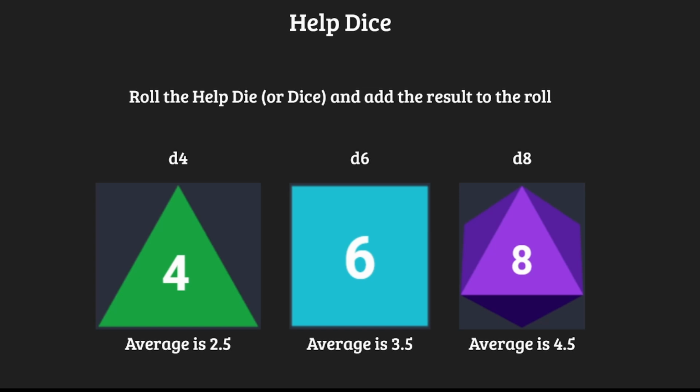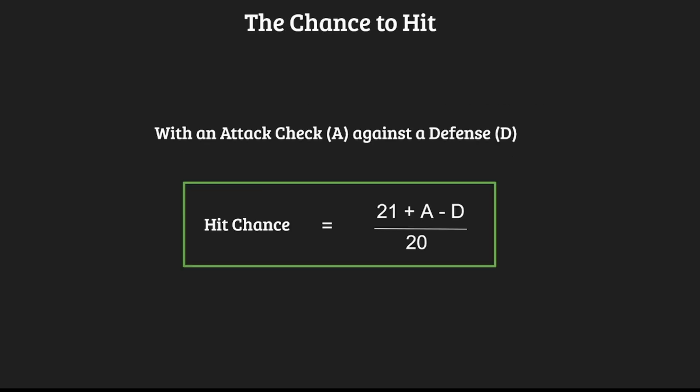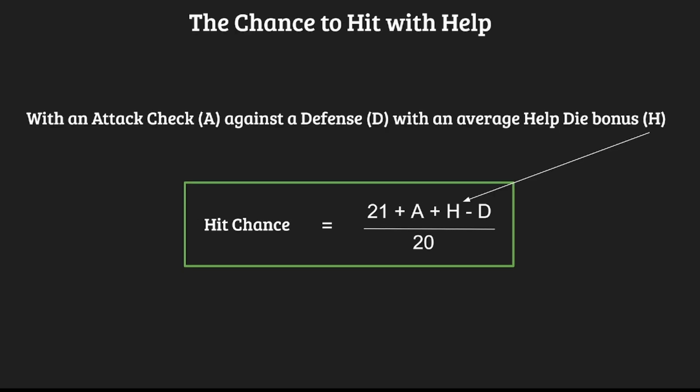So let's keep this in mind and refresh ourselves on the chance to hit, right? Obviously, this chance to hit is something we can apply also to trying to roll against a DC. If I use my chance to hit, it's going to be 21 plus my attack check, or whatever the bonus is to the roll, minus the defense, or whatever the DC is, over 20. Let's think about changing this equation for help dice. You might expect it to look something like this, where we have an attack check against a defense with an average help die bonus of H, right? So in this case, that would be the plus 4.5 for a d8. So we just add the H as part of our bonus. It almost becomes part of the attack check.